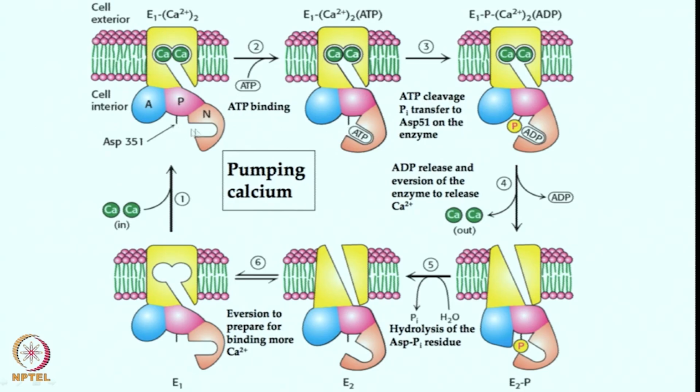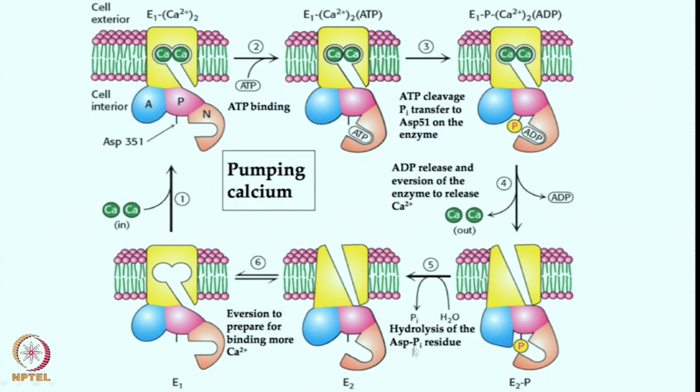This aspartate 351 phosphate transfer upon binding of ATP will lead to ADP and phosphate generation, and this energy driven process then will start to rupture or release the calcium outside the cell. So, both ADP release and eversion of the enzyme happen to release calcium. Okay. So, this is the enzyme that is involved. Overall this enzyme helps us pump out calcium from inside the cell to the outside of the cell.